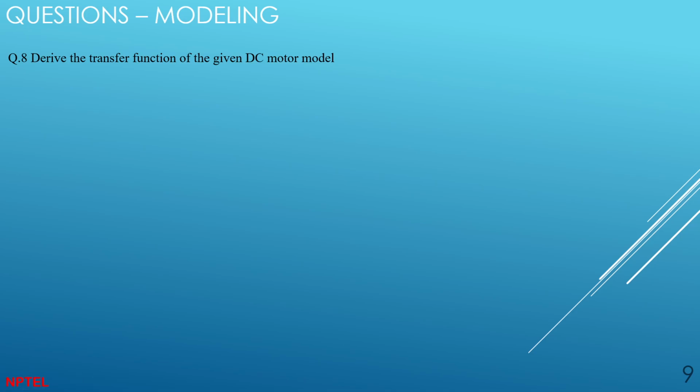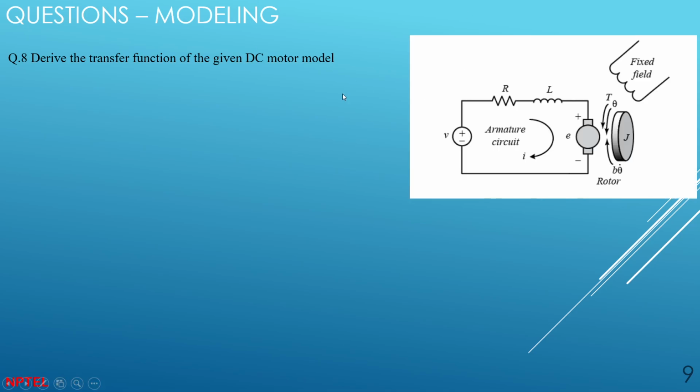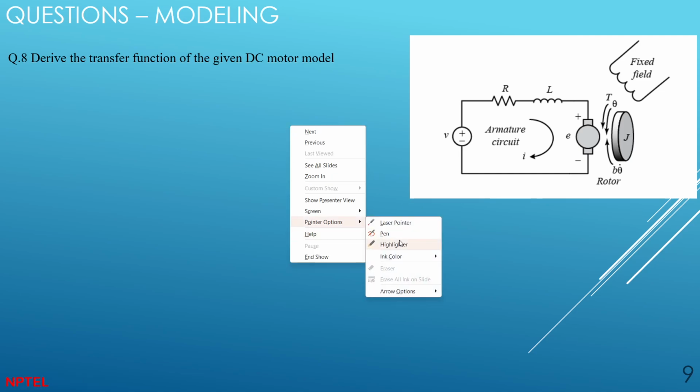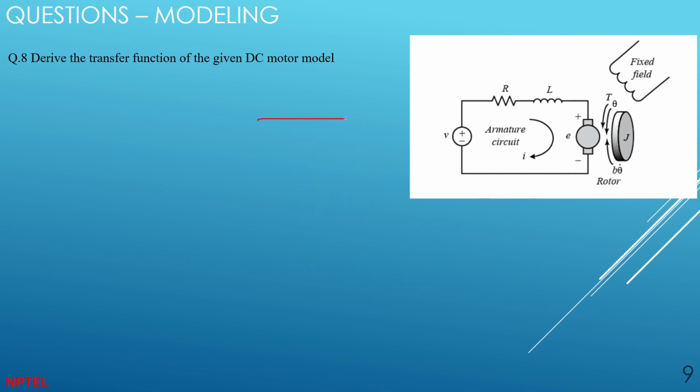Derive a transfer function for DC motor model. Okay, what does a DC motor look like? So you need to derive a transfer function. What is a transfer function? Transfer function is basically the final parameter versus the input parameter. So what is the final parameter?